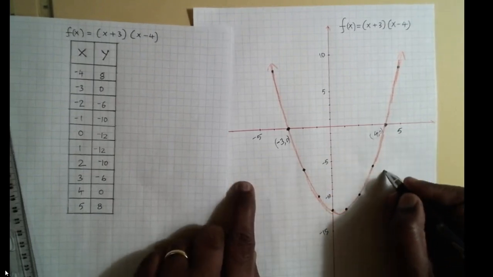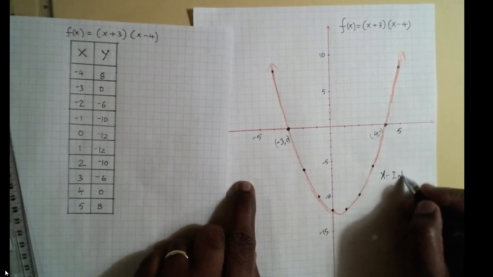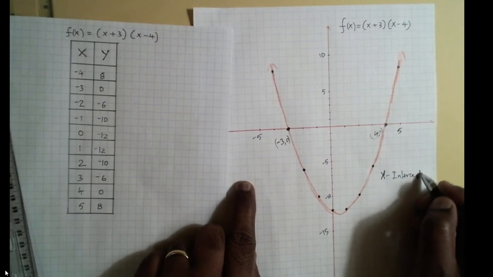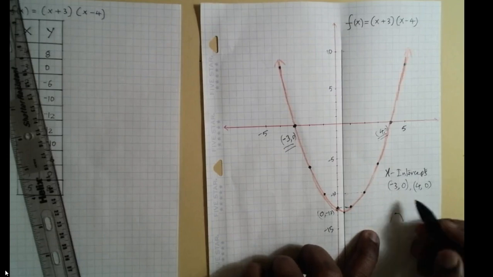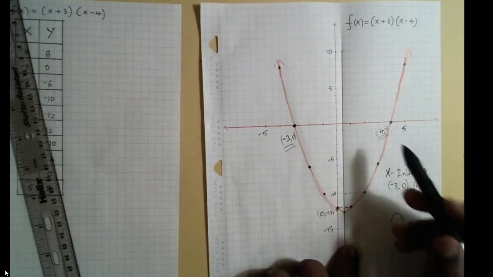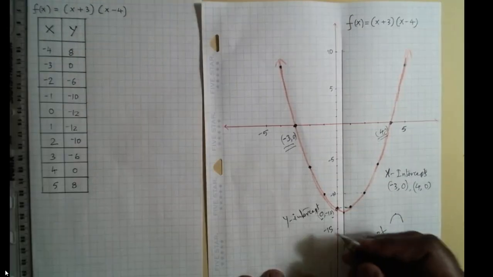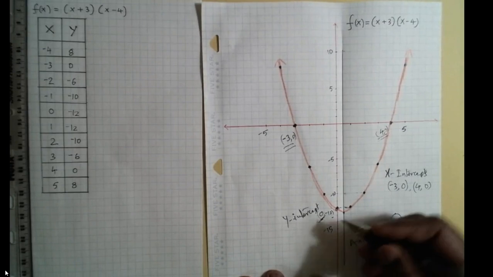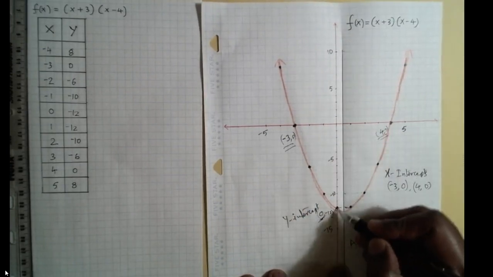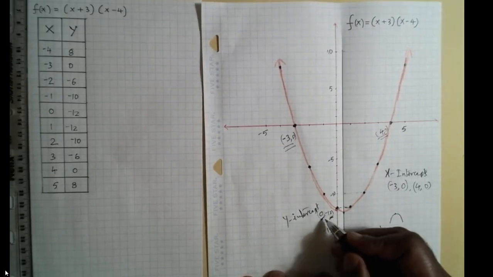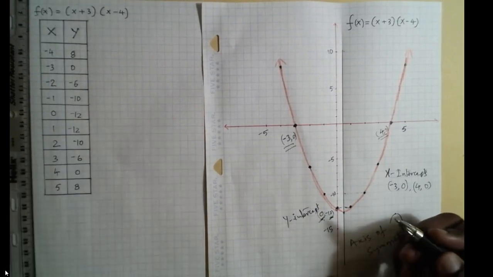So your x-intercepts are negative 3, 0 and 4, 0. These two are the x-intercepts. And similarly, the y-intercept: when x is equal to 0, the value of y is negative 12. So the y-intercept is 0, negative 12. That is the y value, 0, negative 12, you see.